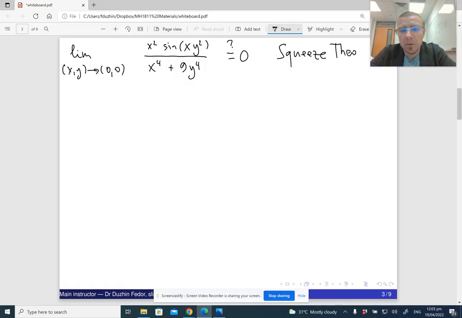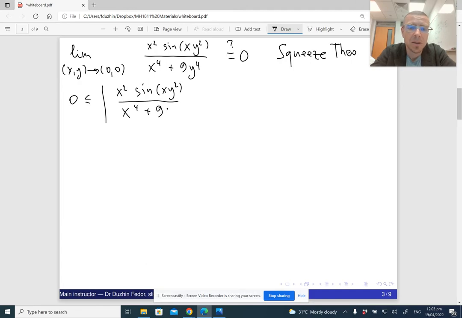In order to prove that the limit is 0 is the same thing as to prove that the absolute value of the whole thing has limit 0, right? So we can use the absolute value. For the absolute value, we have 0 is less than or equal to the absolute value of this thing, x squared times sine of x y squared divided by x to the 4 plus 9 y to the 4. This is less than or equal.